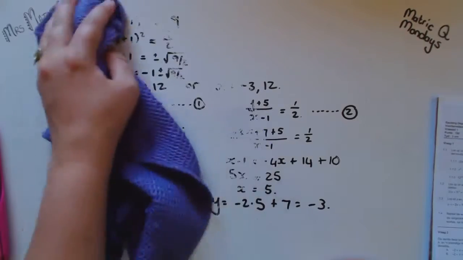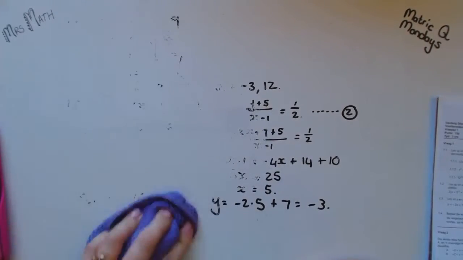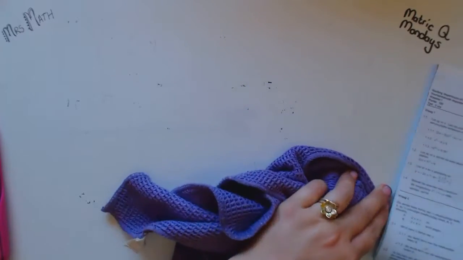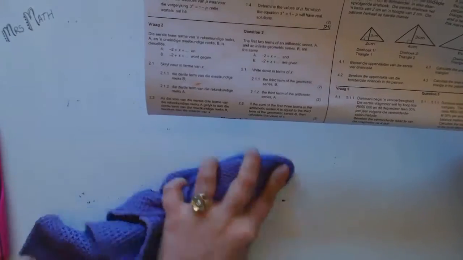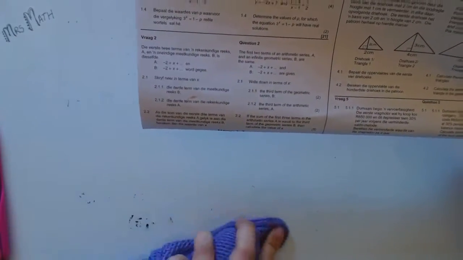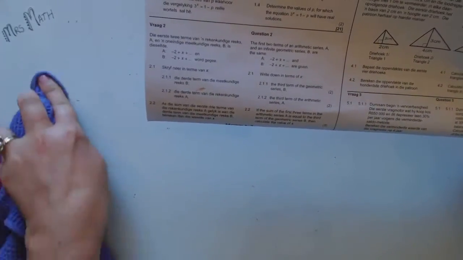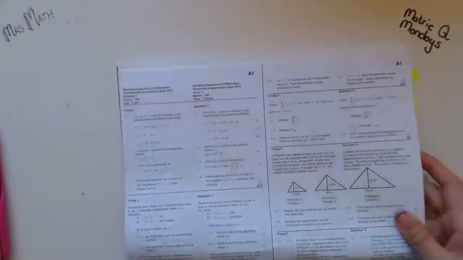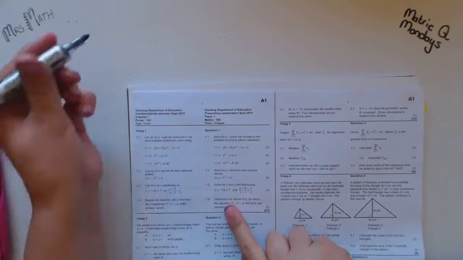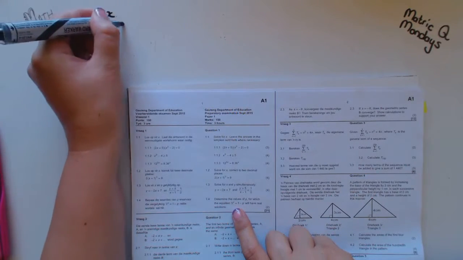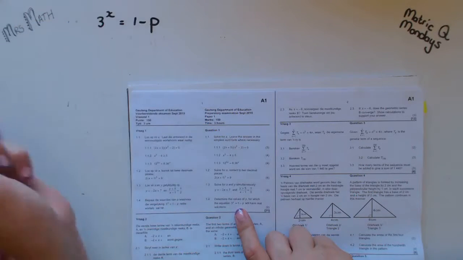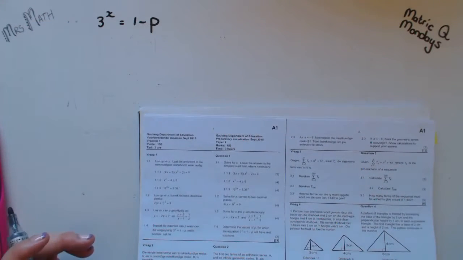I'm just going to make some space here for that. Question 1.4 says, determine the values of p for which the equation 3 to the power of x equals 1 minus p will have real solutions, right? Determine the values of p for which the equation 3 to the power of x equals 1 minus p will have real solutions. Okay.